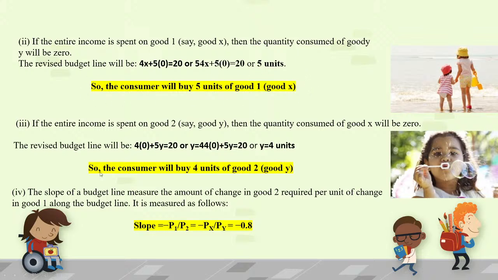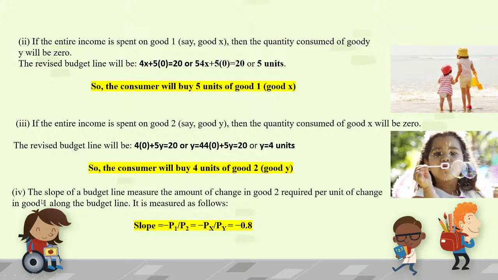See, it's very simple. The given values can be put in the equation, and further the values can be sorted out. If the situation is reversed, that if the entire income is spent on good 2, then what will be the quantity consumed of good y? And then the quantity of x will be 0, because the entire income is being spent on y. So here the value of y needs to be taken out. In the same way, we'll put all the values, and the units of y can be taken out.